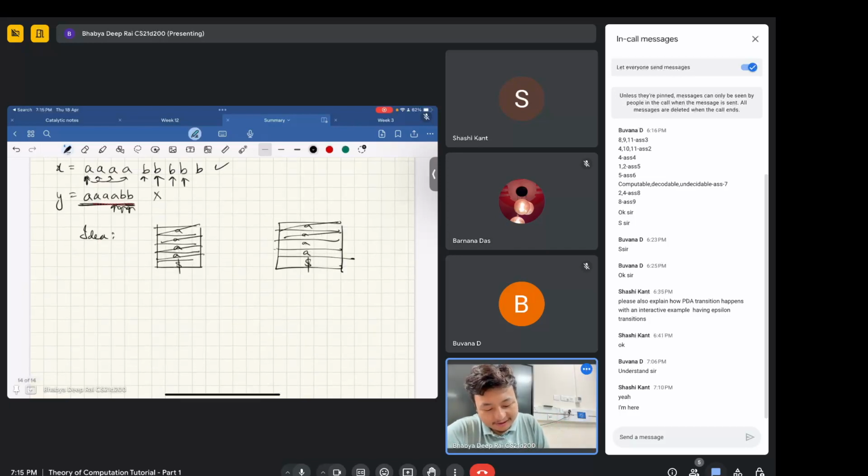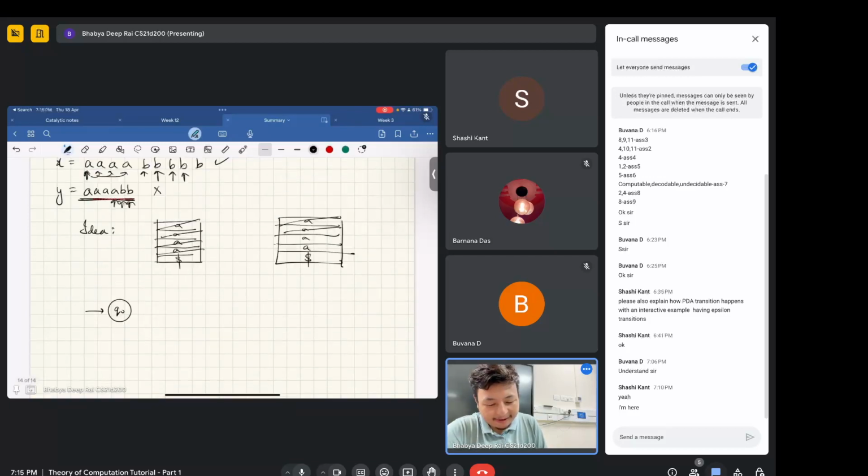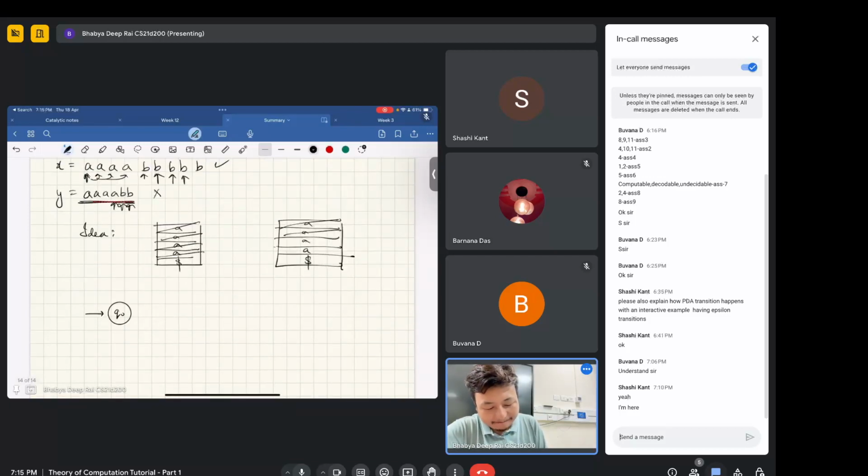Formally, how do I show it? Here is Q0. If I see an A, and on top of the stack, let's say there is a dollar sign, then what do I push on top of the stack? I'll push the same dollar sign as well as an A.